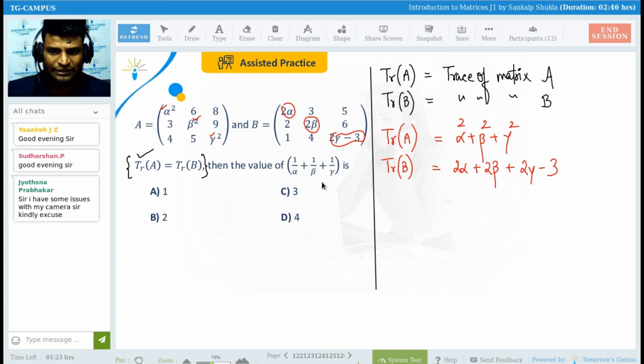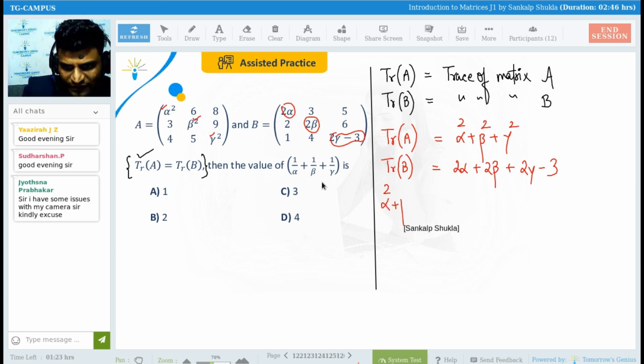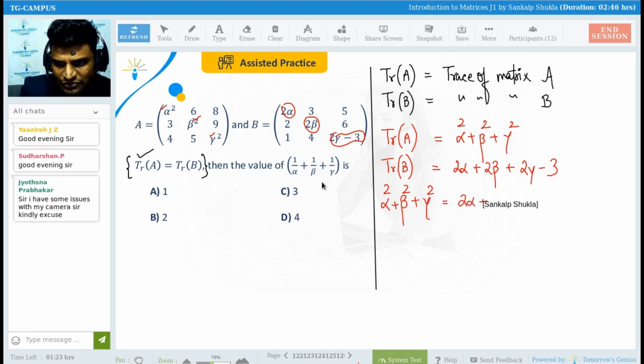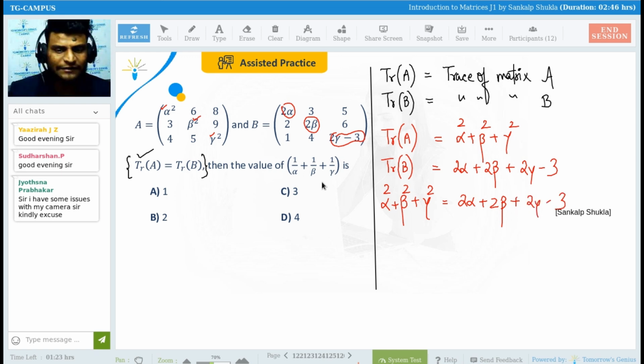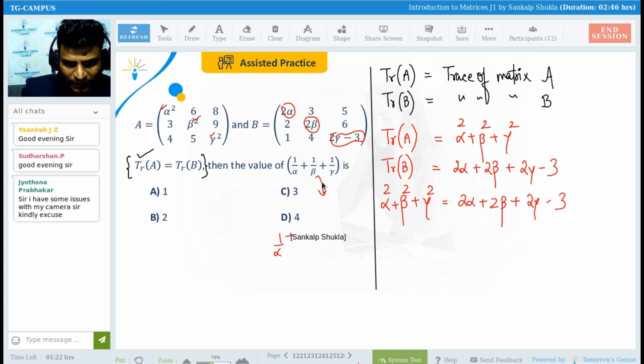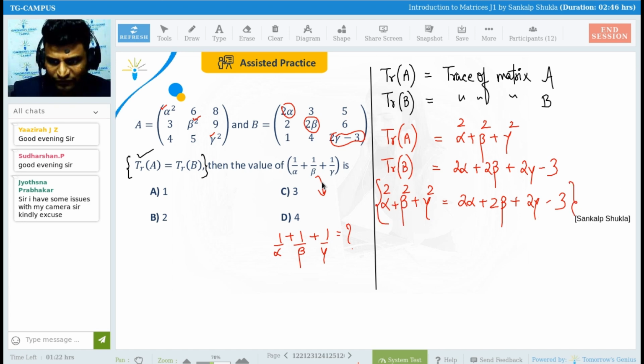Okay. And now the question is saying that both are equal. So I'll write alpha square plus beta square plus gamma square equals 2 alpha plus 2 beta plus 2 gamma minus 3. Right? According to my question, this will be the equation. Now I have to find 1 upon alpha plus 1 upon beta plus 1 upon gamma. That means with the help of this expression, I have to find the value of this expression.